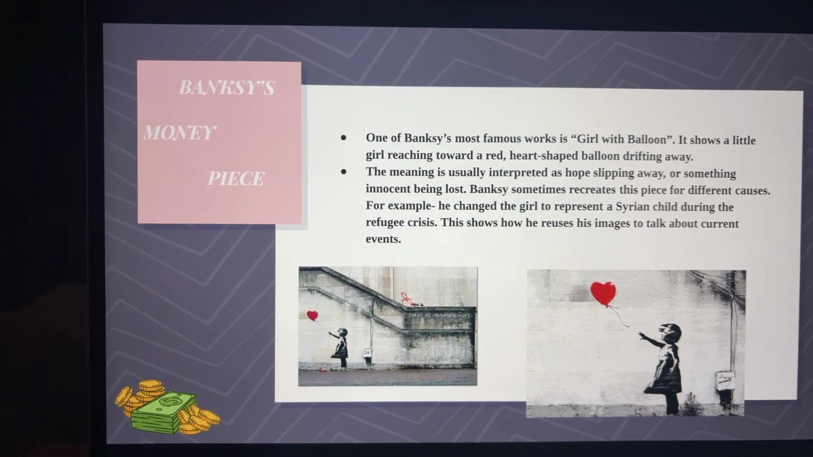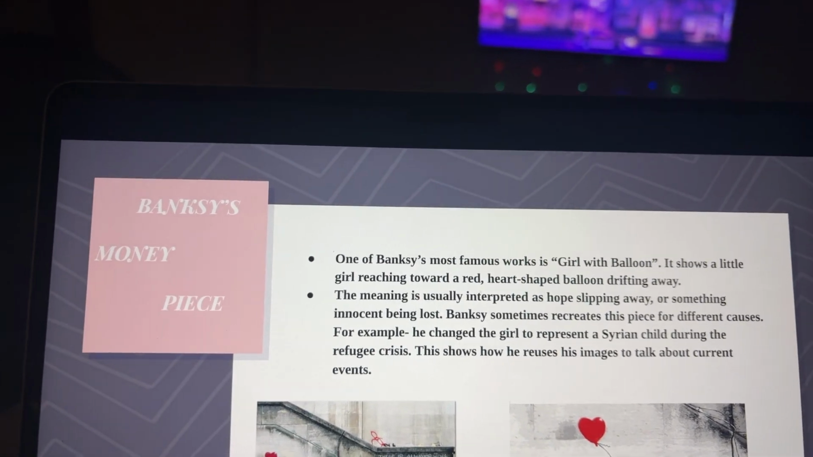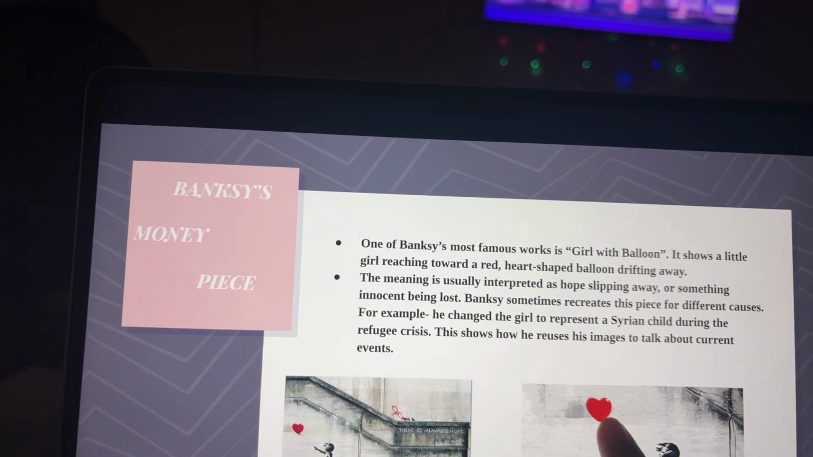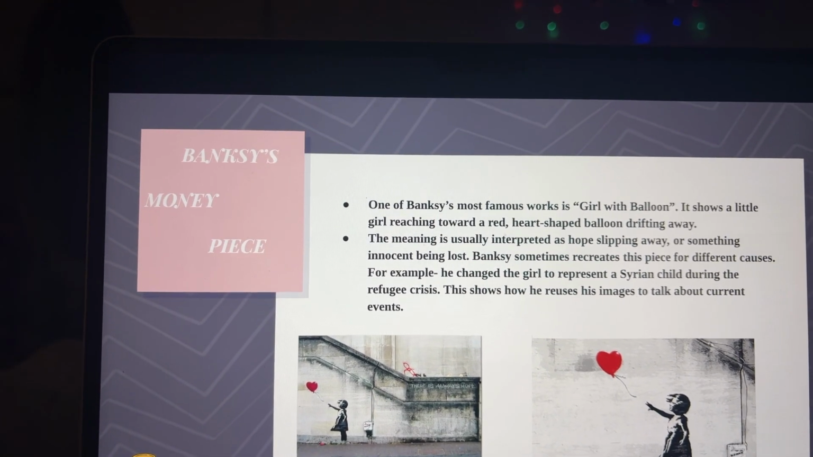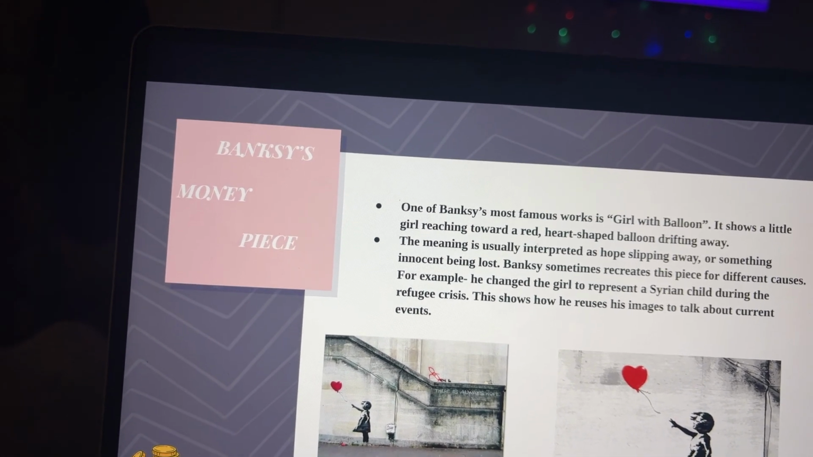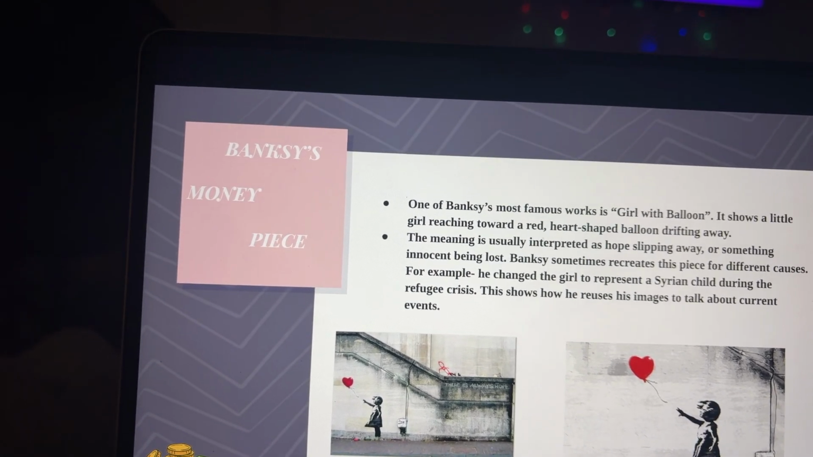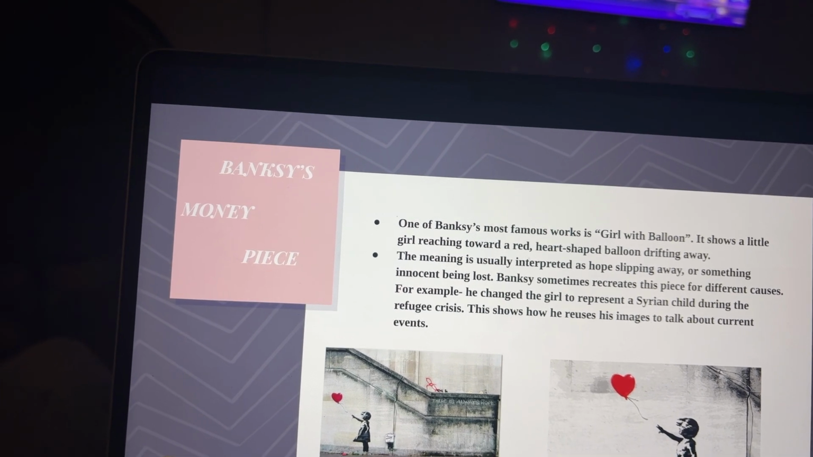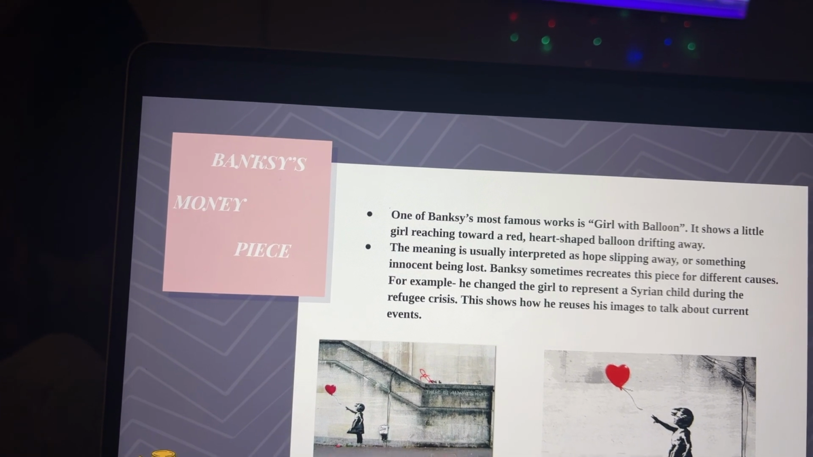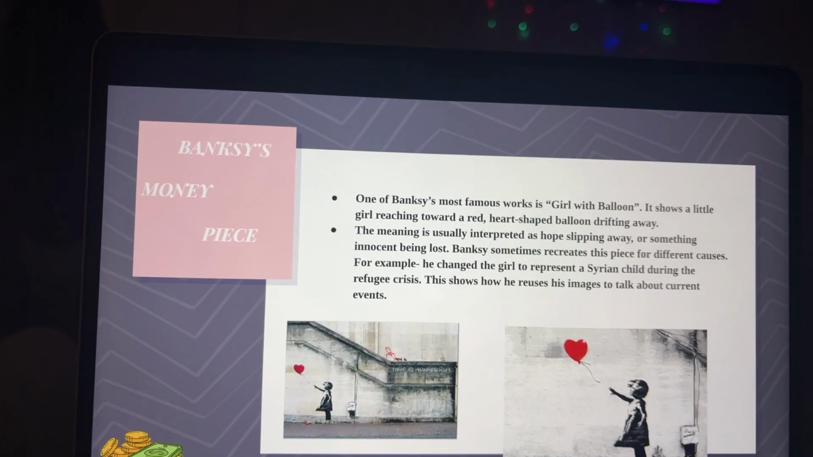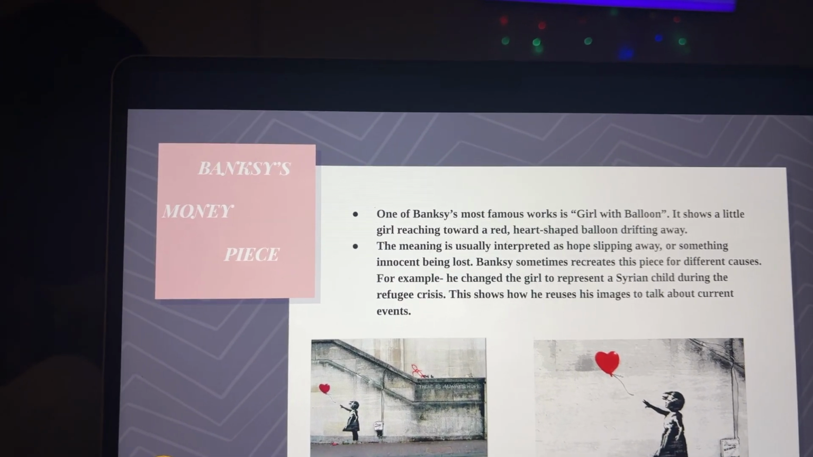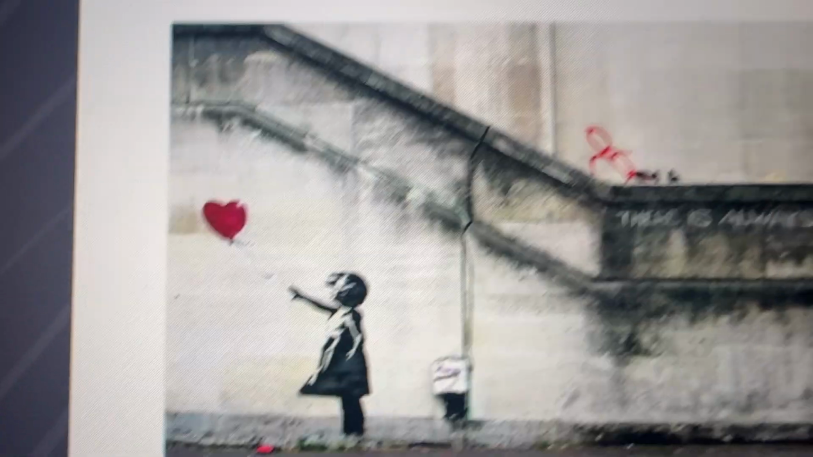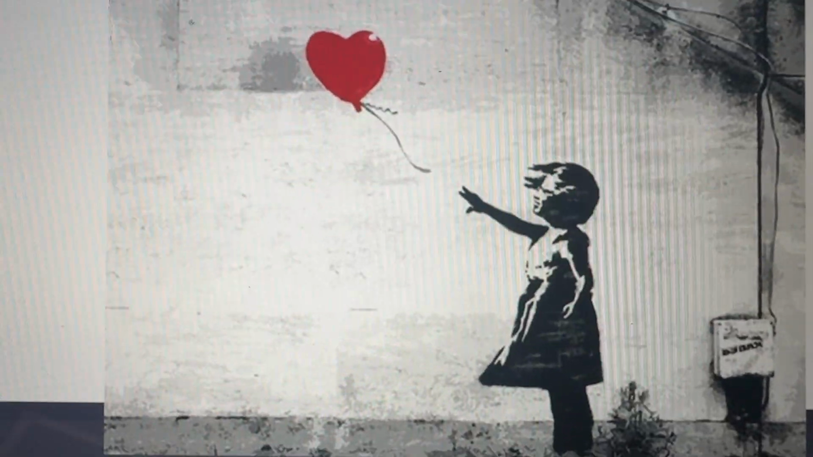Banksy's money piece. One of Banksy's most famous works is Girl with Balloon. It shows a little girl reaching towards a red heart-shaped balloon drifting away. The meaning is usually interpreted as hope slipping away, or something innocent being lost. Banksy sometimes recreates this piece for different causes. For example, he changed the girl to represent a Syrian child during the refugee crisis. This shows how he reuses his images to talk about current events. Close up, very cool.